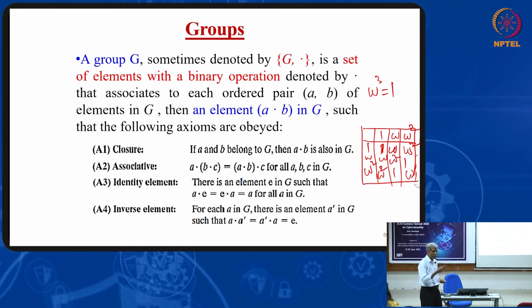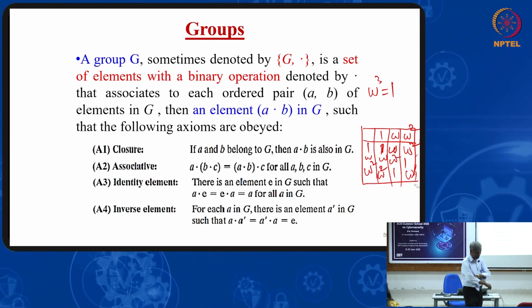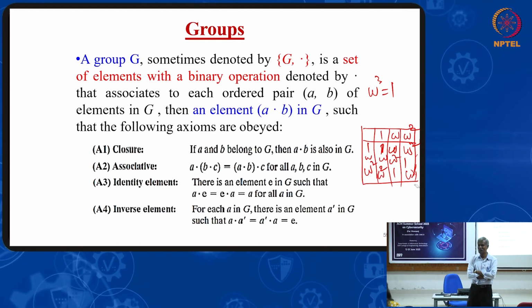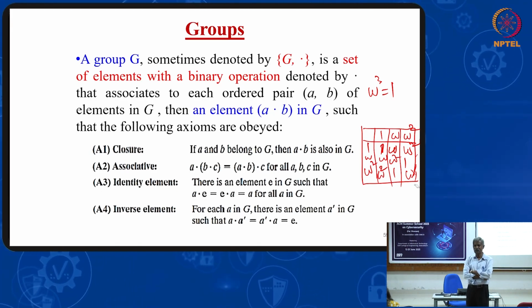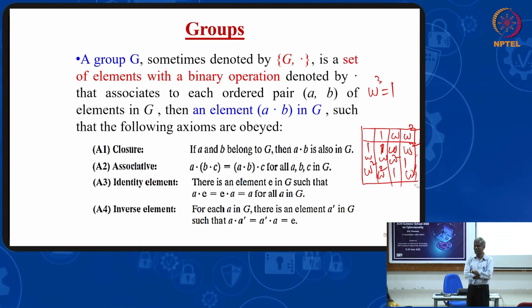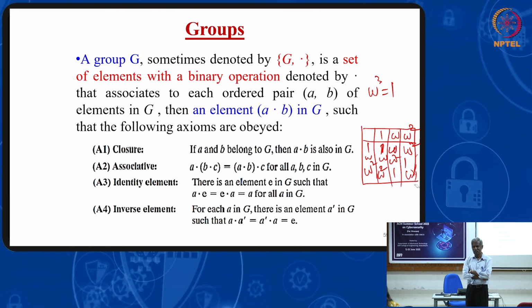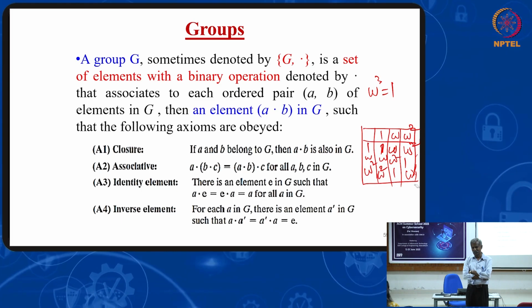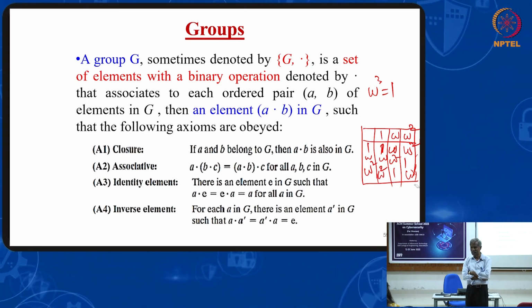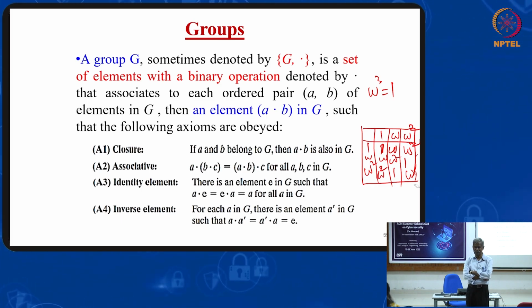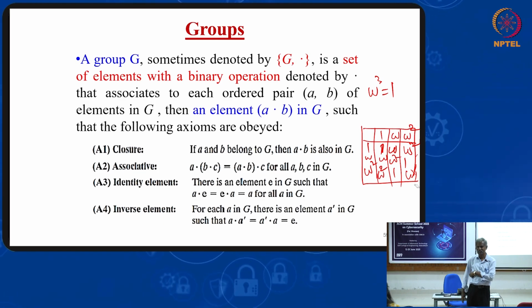Will it satisfy the commutative property also? You know what the commutative property is? A star B equals B star A. So multiplication 1 into omega equals omega into 1, or omega into omega square equals omega square into omega. All are satisfied. Therefore, it is an abelian group.